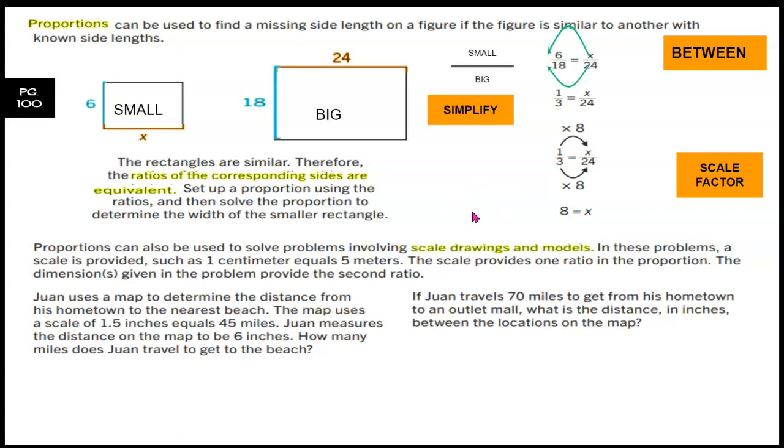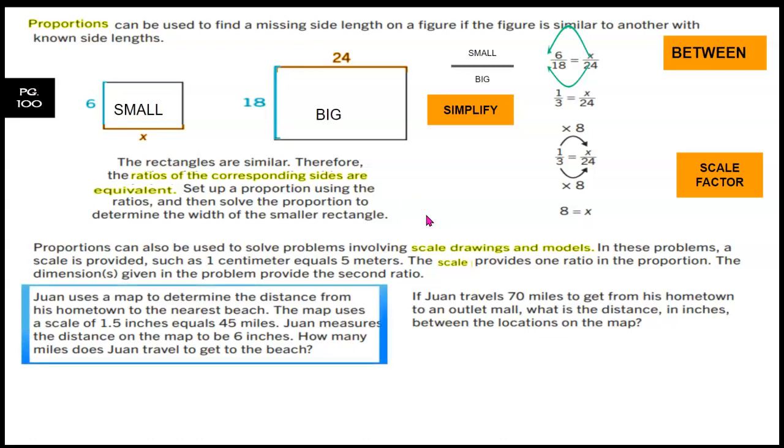Proportions can also be used to determine and solve problems using scale factors or scale drawings and models. In this problem, a scale is provided such as 1 centimeter equals 5 meters. The scale provides one ratio in the proportion, and the dimensions given in the problem provide the second ratio. The scale is going to be our known ratio, while the dimensions in this problem will be our unknown ratio.